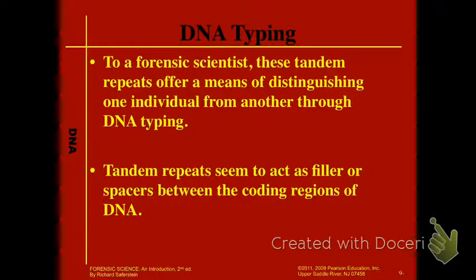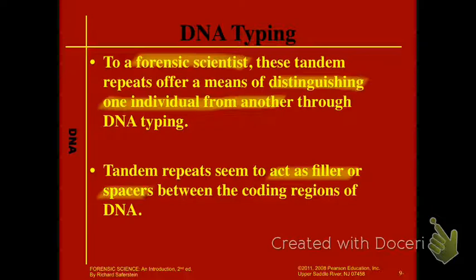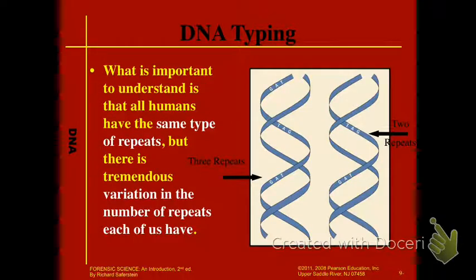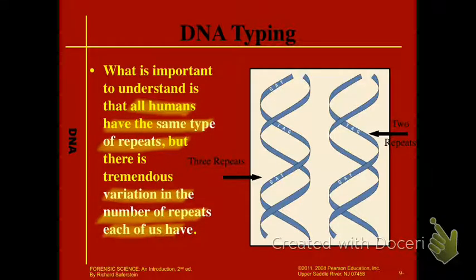These tandem repeats just look like junk, but in forensic science, we can use those to distinguish one individual from another. Tandem repeats are thought to act as fillers or spacers between the coding regions of DNA. They also cap the ends of the chromosomes. All humans have the same type of repeats, but there's variation in the number of repeats each of us has.